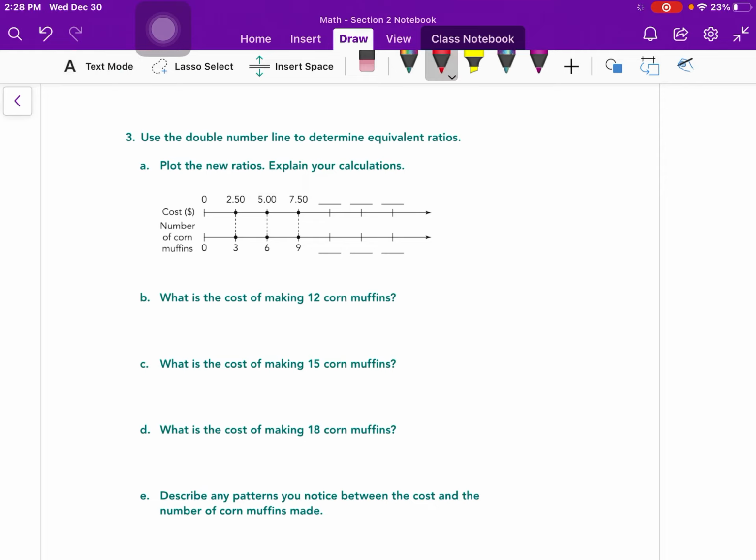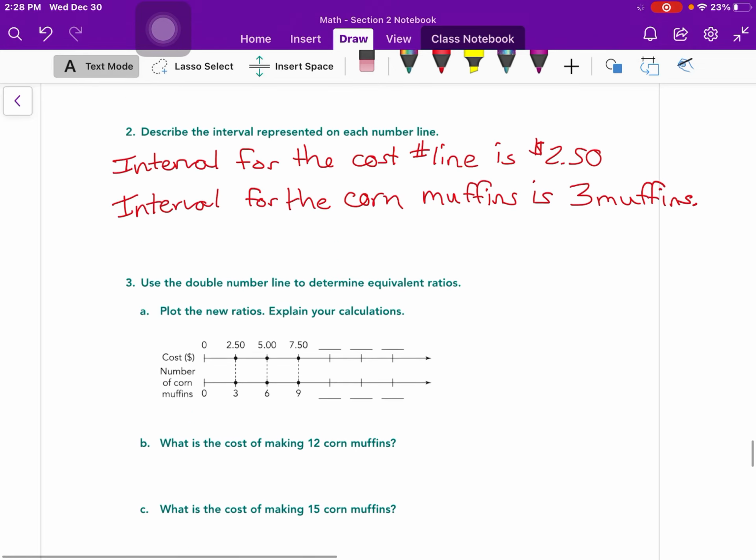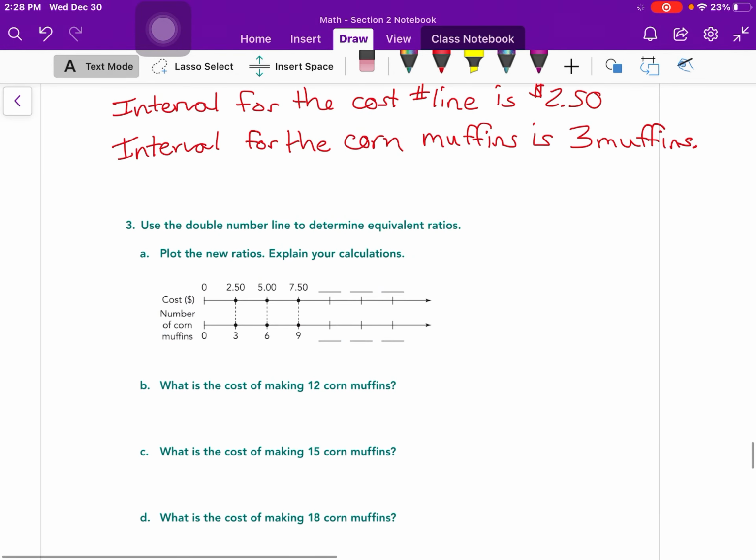Let's see what we came up with. All right, so we have to plot the new ratios. We've already got our 9. Let's see, if we go back here a little bit, that's what we went up to, 9 to $7.50. If we know we're going to add 3 muffins each time, we'd go up to 12, 15, and 18. And if we're adding $2.50 each time, $7.50 plus $2.50 is our $10. If we add another $2.50, we'd end up with $12.50. And added another $2.50, we'd end up with $15.